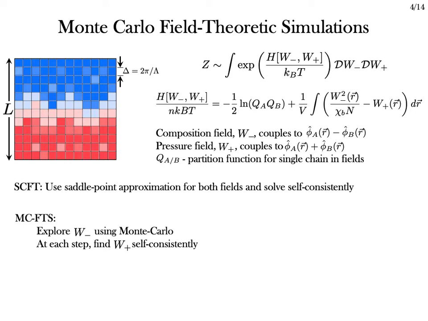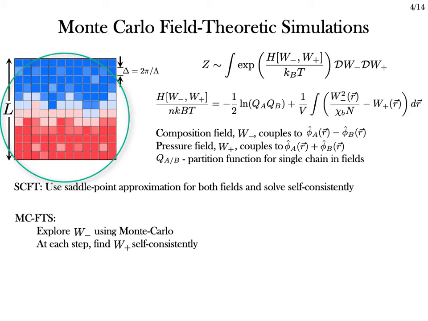Specifically, this work uses Monte Carlo field-theoretic simulations, which involve using Monte Carlo to sample the composition field. We still employ the mean field approximation to the pressure field. This turns out to be a good approximation for our system. There are also technical reasons why it's difficult to use Monte Carlo to sample the pressure field. The pressure field can be sampled using complex Langevin simulations, but the relative merits of different types of field-theoretic simulations are beyond the scope of this talk.